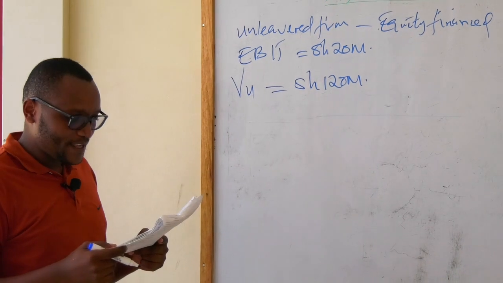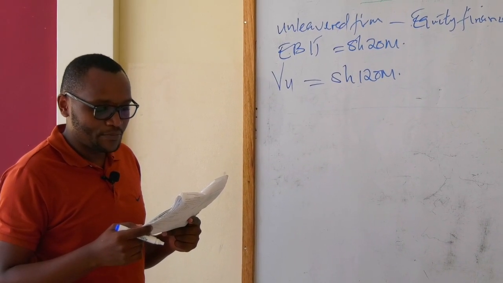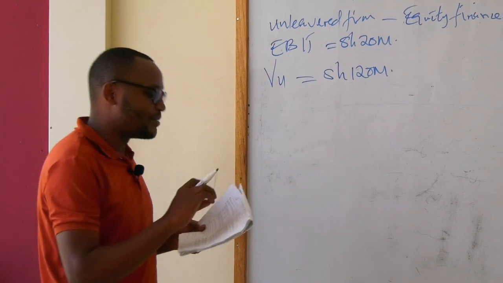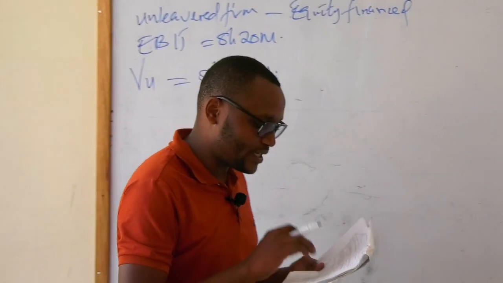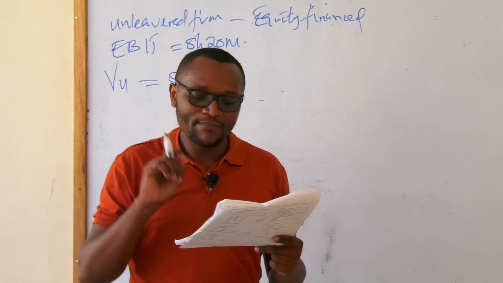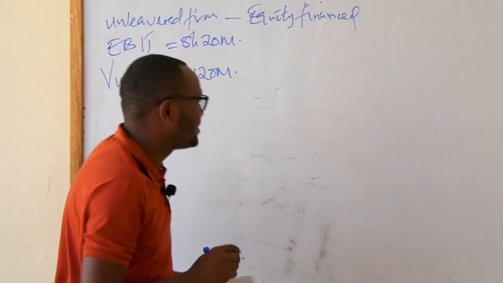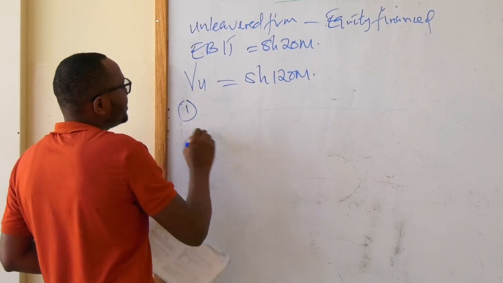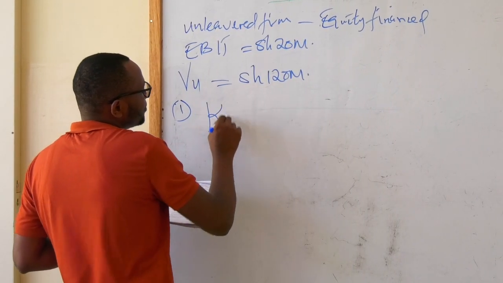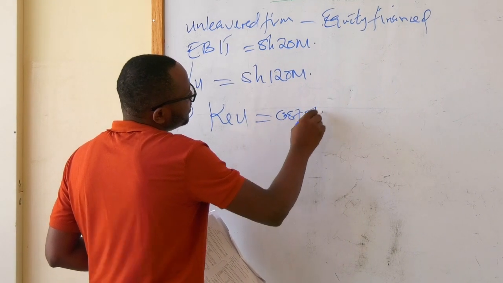Then, the management of the company is considering the use of debt finance and provides the following additional information. Let's come to the part of required number 1. Roman 1 is asking for the company's cost of equity and weighted average cost of capital. First, Roman 1, we are being asked about cost of equity, what we call Ke. This is what we call cost of equity.